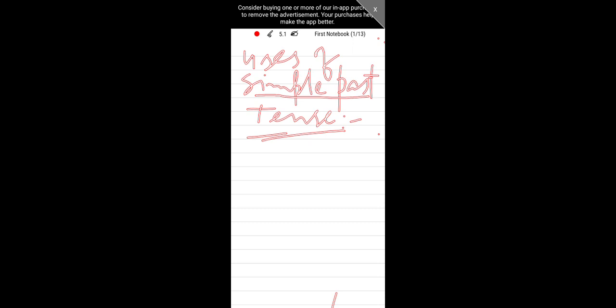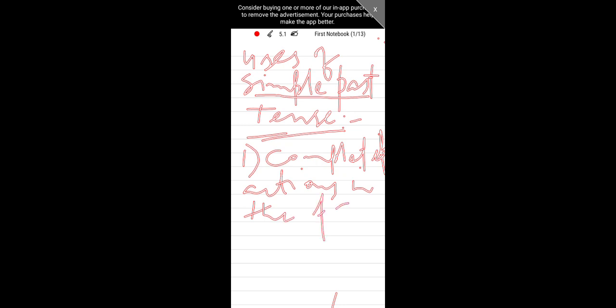Right? The very first use of simple past tense is completed actions in the past. Whatever actions we have completed in the past, we always express them in simple past tense. You have to remember this point about simple past tense.